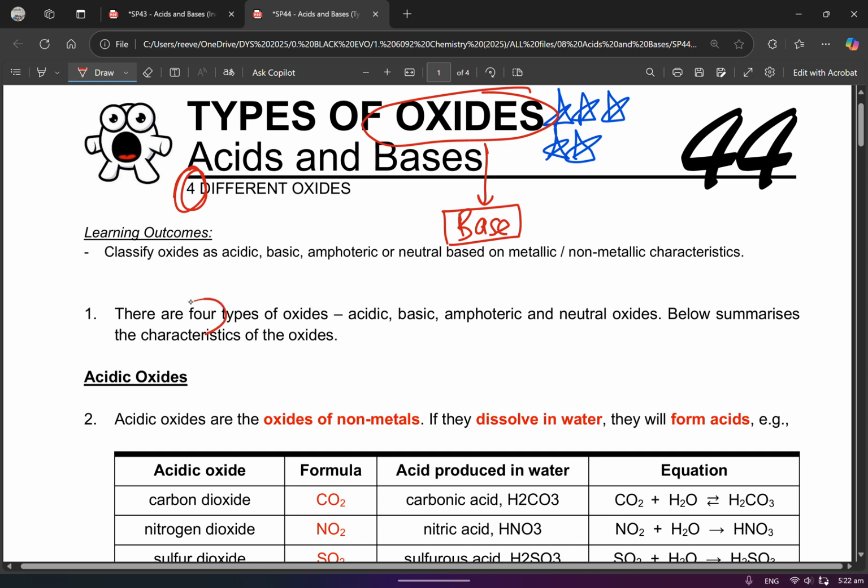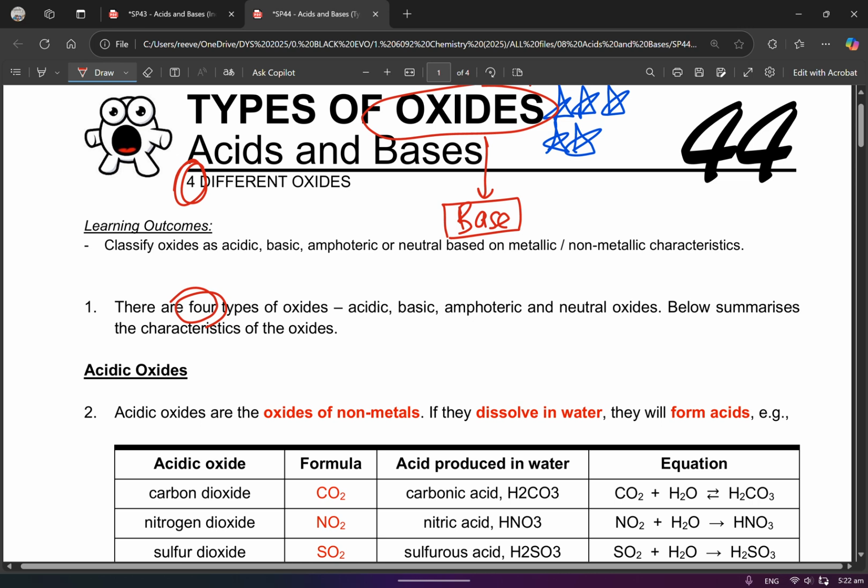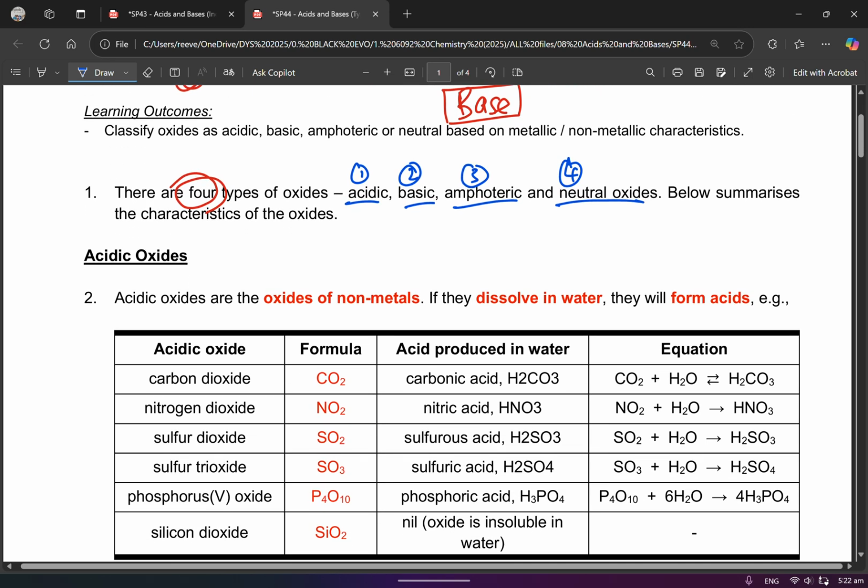There are 4 types of oxides. What do I mean by 4 types of oxides? They are acidic, number 1, basic, number 2, amphoteric, number 3, neutral, number 4. So there are 4 types of oxides. Each of them has unique characteristics. I will run through them now. So the first one, acidic.